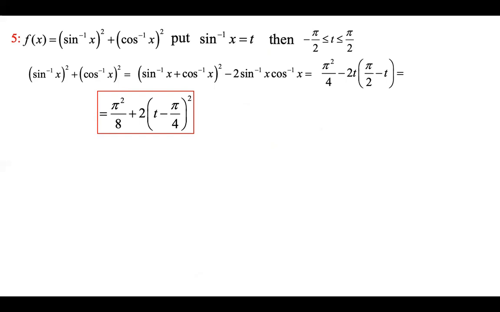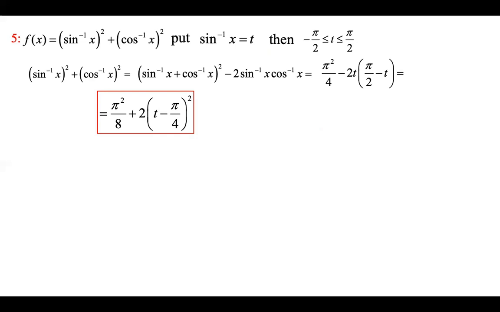We will get it; it takes a little bit of small calculation. You take a paper and pen and check that. That reaches this step, and from this step you can decide everything. Here, whatever the quantity in the box, you observe that this pi square by 8 part is independent of t. That value will not change.